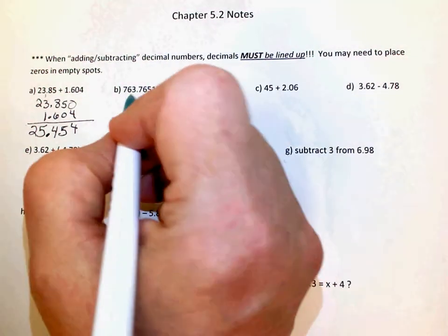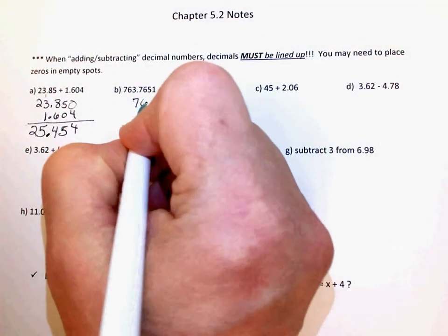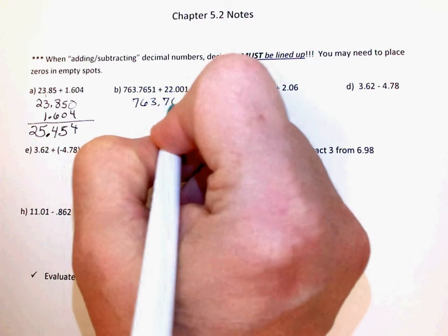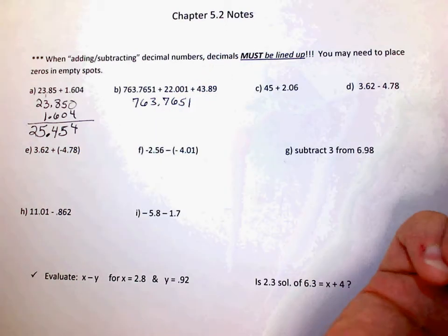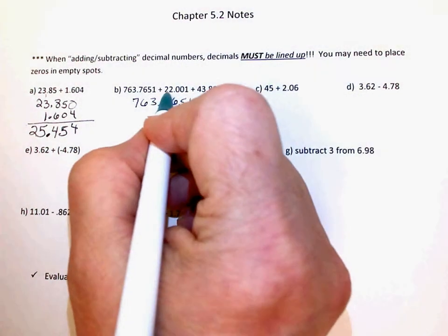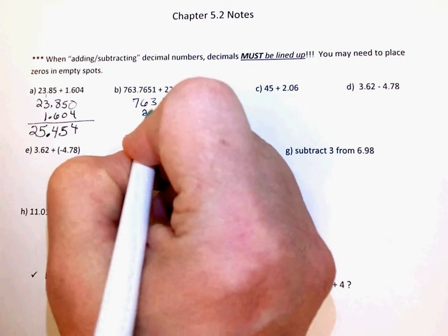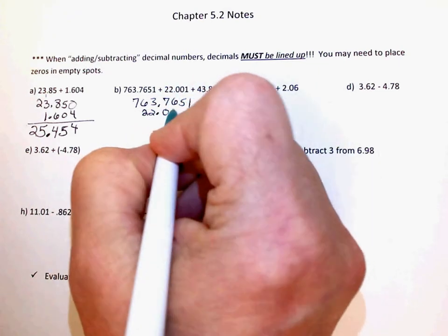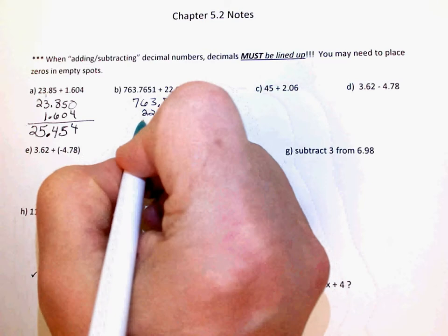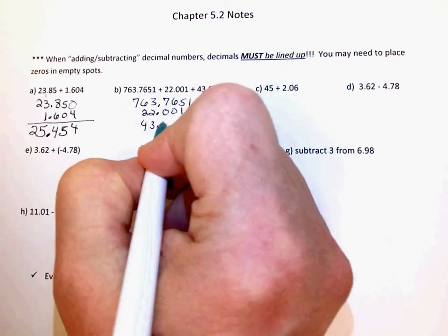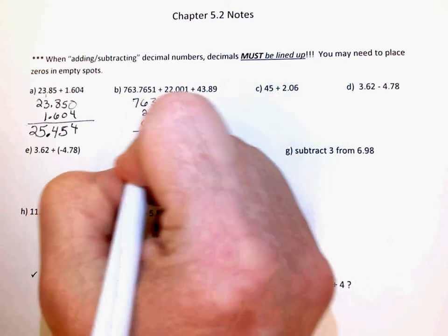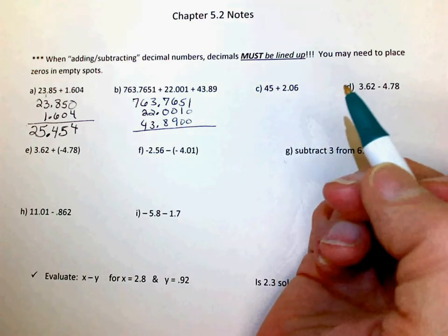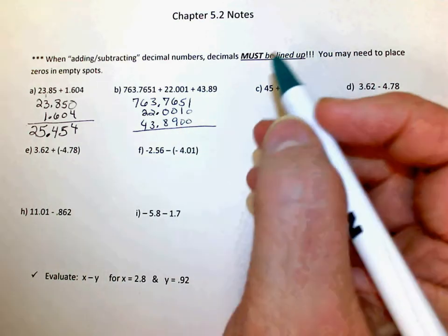Next, I like to put the largest number on here first and then everything under it. So 22 point, lining up our decimals, 0, 0, 1, 43.89. By the way, if you are neat challenged, I suggest getting graph paper.